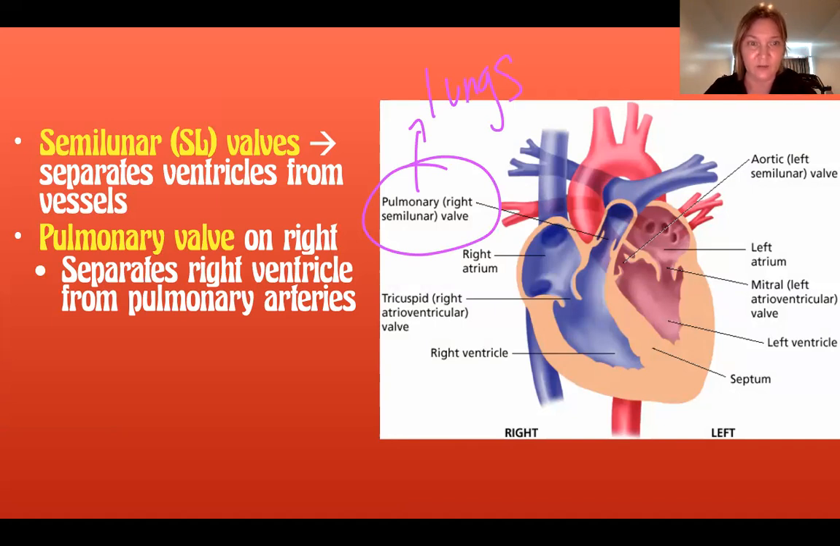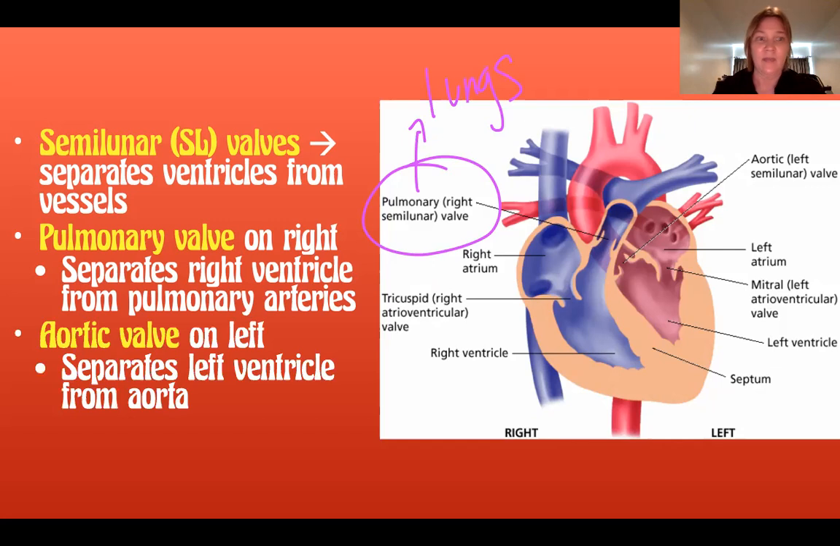So the pulmonary valve is the valve leaving the heart going to the lungs. That's why it's called pulmonary. And then on the left-hand side, you have what's called the aortic valve, because it's going from the left ventricle into the aorta, which is the largest blood vessel in your body that comes directly out of the left ventricle, going to take blood to the body.